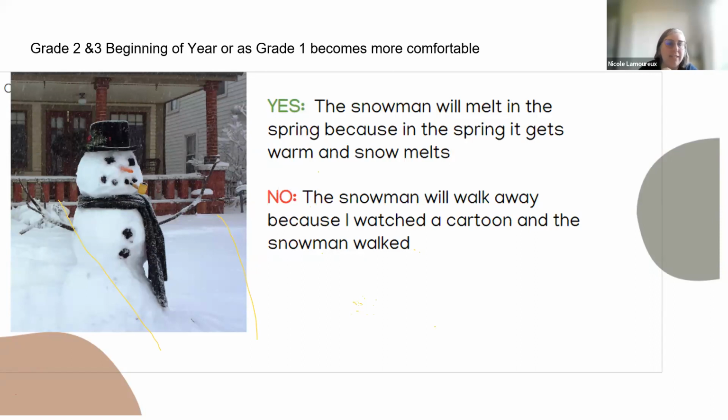And I think what Ted is saying is absolutely correct. They should see a series of them, because just seeing one isn't going to tell them. So in your sample lesson handouts today, you'll have those, and they have a series of them. And the no statement is the snowman will walk away because I watched a cartoon and the snowman walked, right? That's kind of not likely and not relevant to what really happens in the real world.